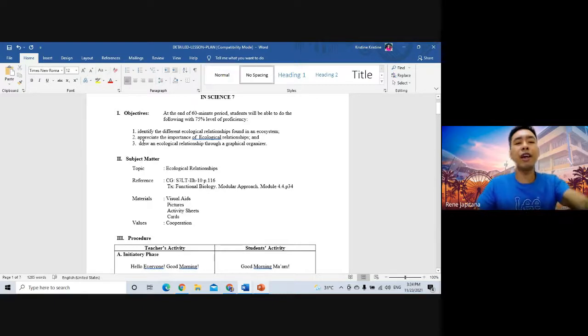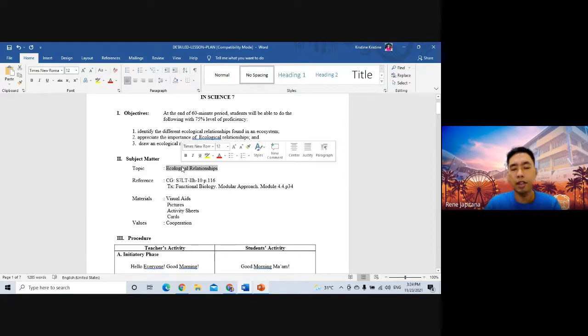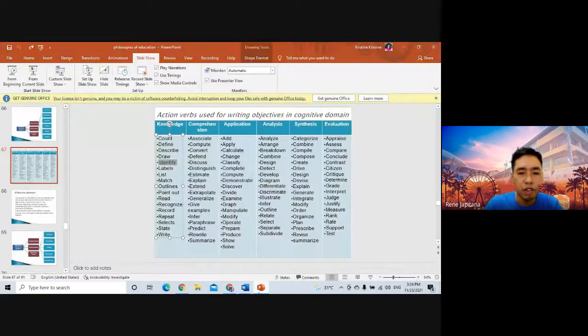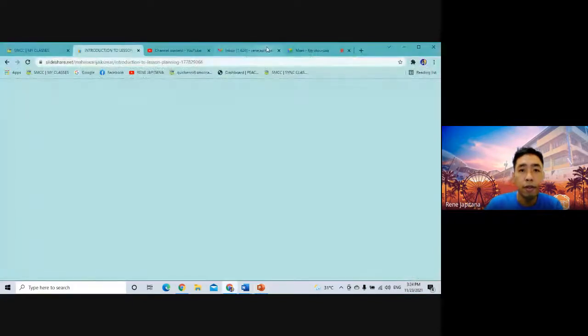So try your best to create your own objectives. But before that, you cannot create your objectives if you don't have the subject matter. The subject matter at this point is the ecological relationship. You might choose your own subject matter and create your own objectives based on the cognitive, affective, and psychomotor domains. And we will criticize and analyze your own learning objectives. So I think we will end on this discussion.